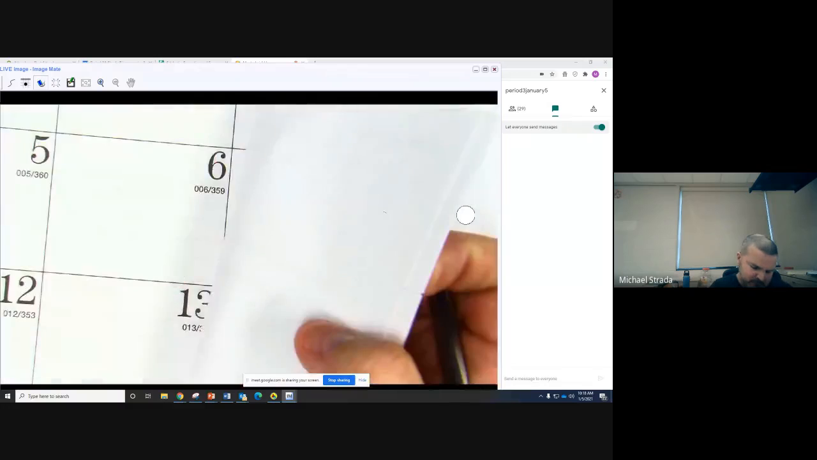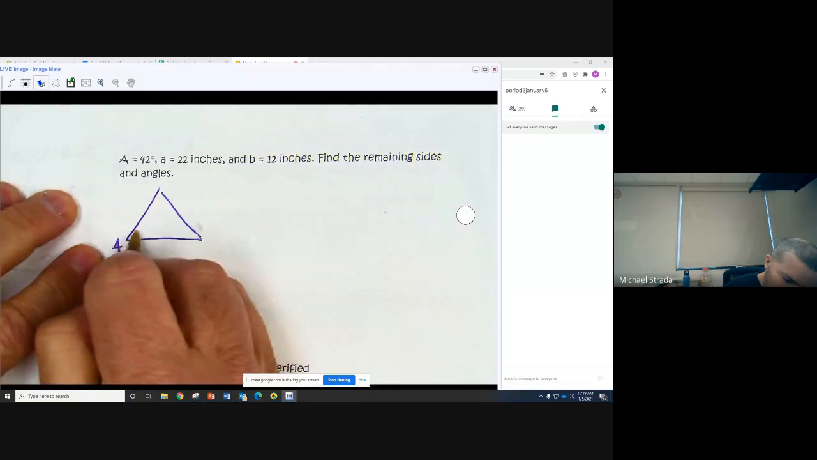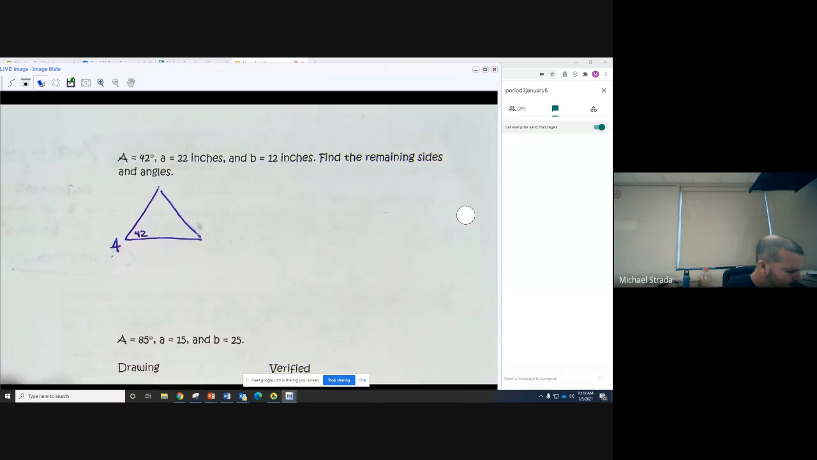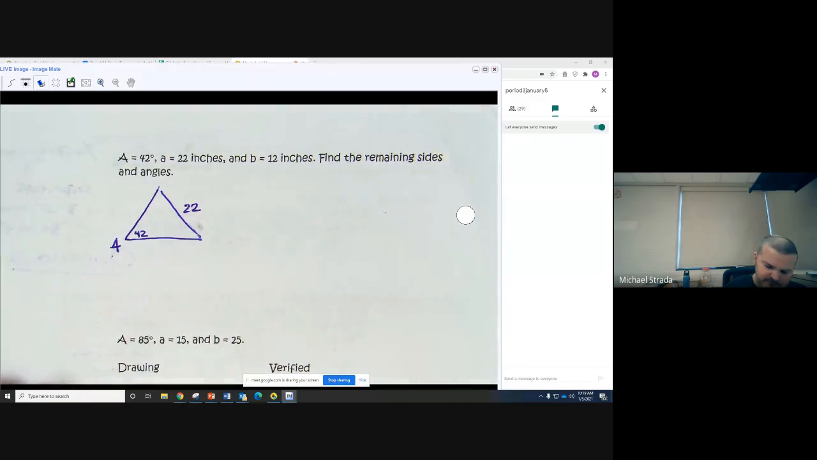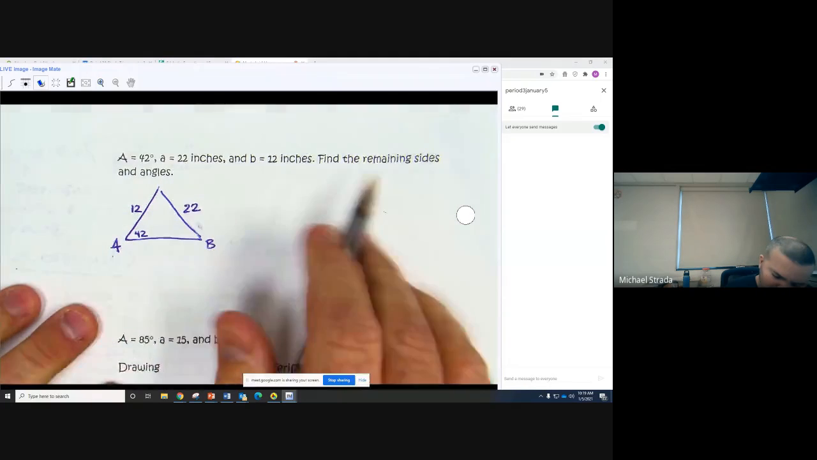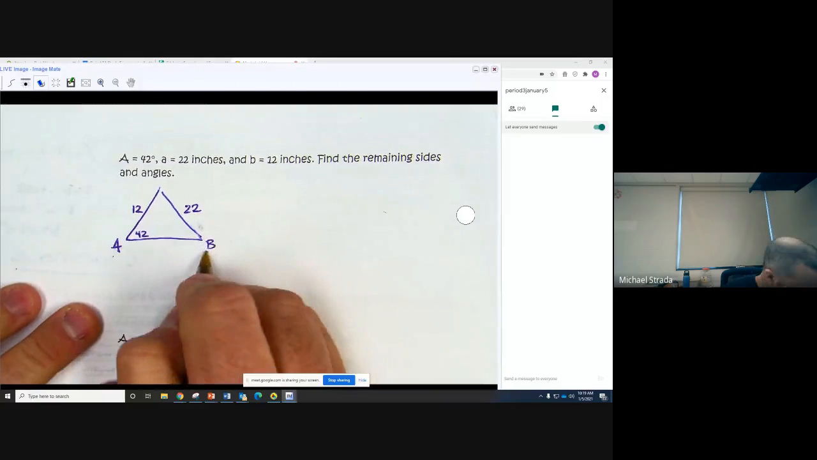So, here's our triangle. There's capital A, which is 42 degrees. Little a, which is always opposite it, would be 22 inches. And you can put B there. I would put B there because it's easier to do it visually. All right. So now we have to find the remaining sides and angles. The first one we're going to find is angle B. So this is the first step, is to find B.